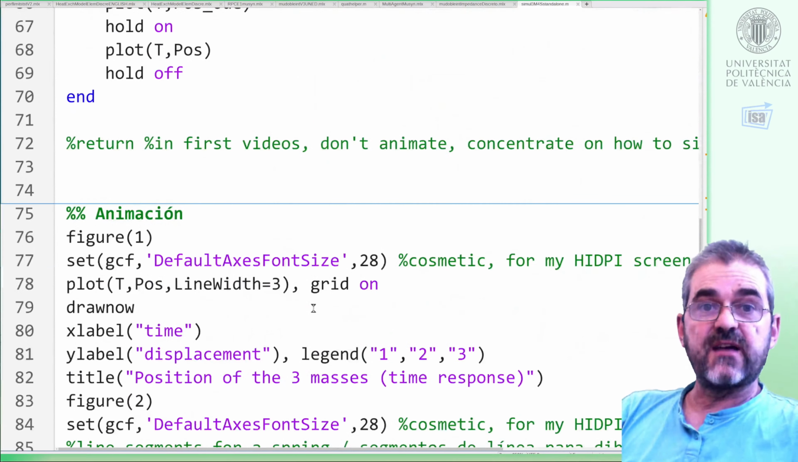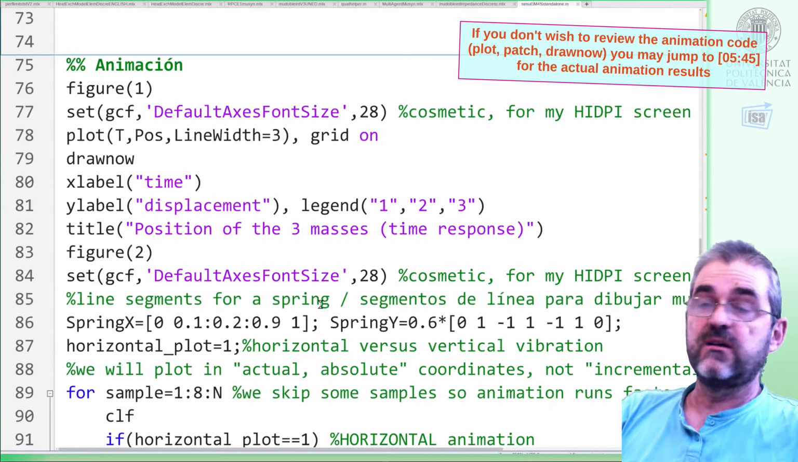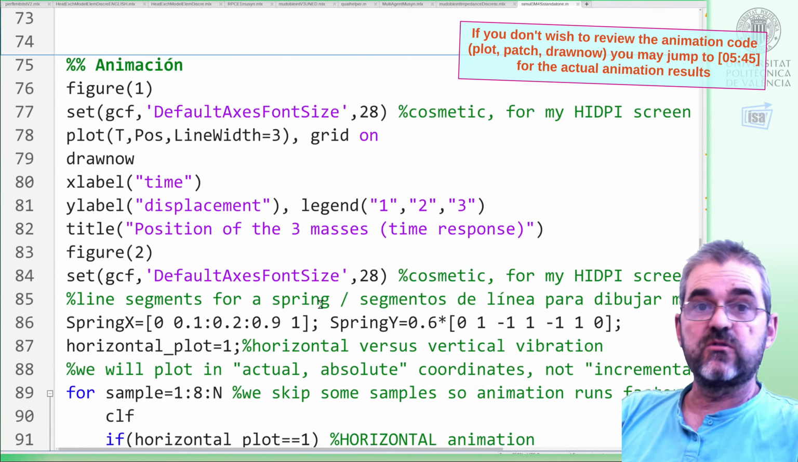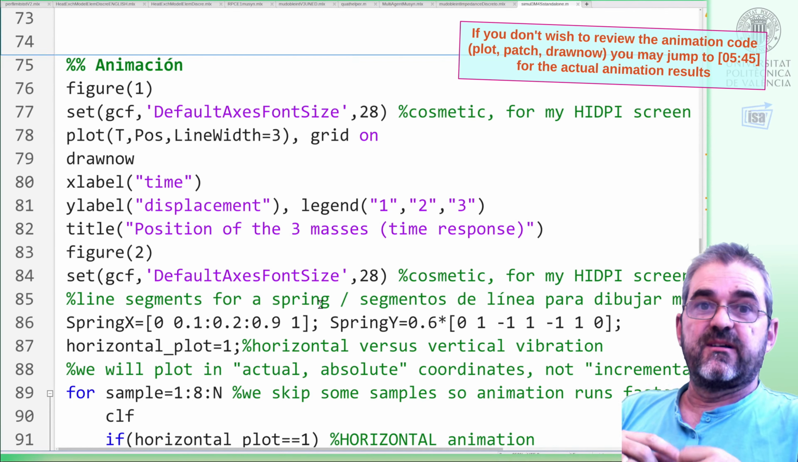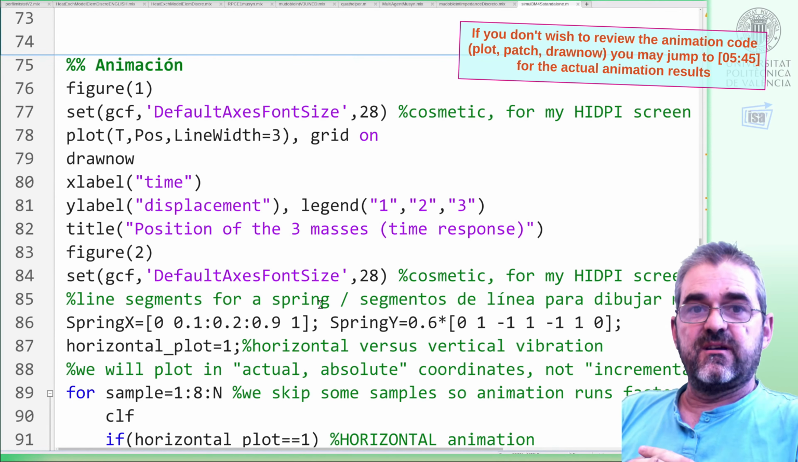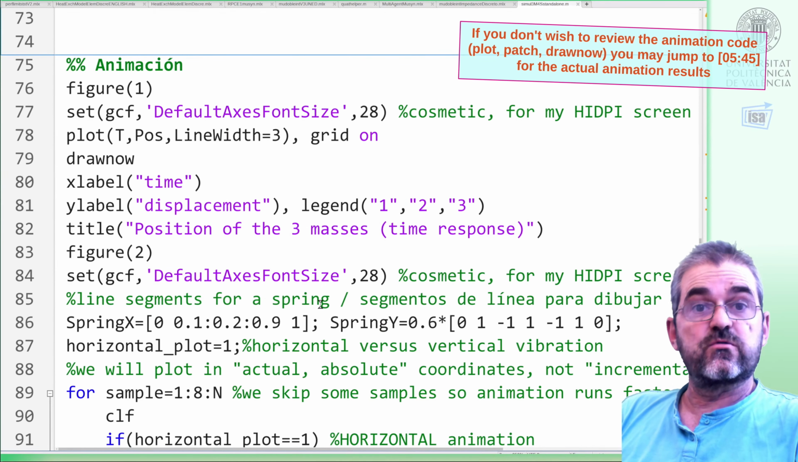So how do we animate this? Well, we'll briefly outline the code because my emphasis is on modeling and simulation and not on graphics and animations in advanced Matlab. So you are free to pause, stop the video, or look at the source code, which I attach in the video description.